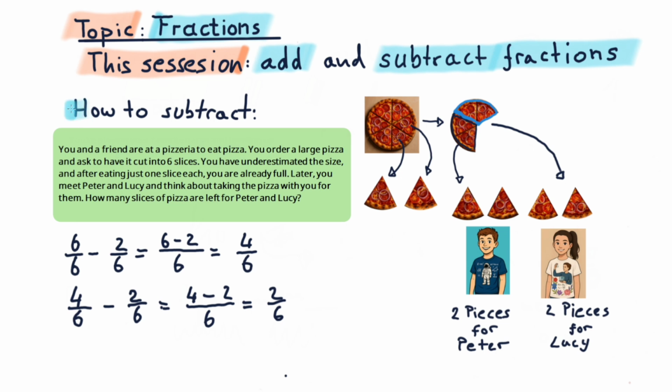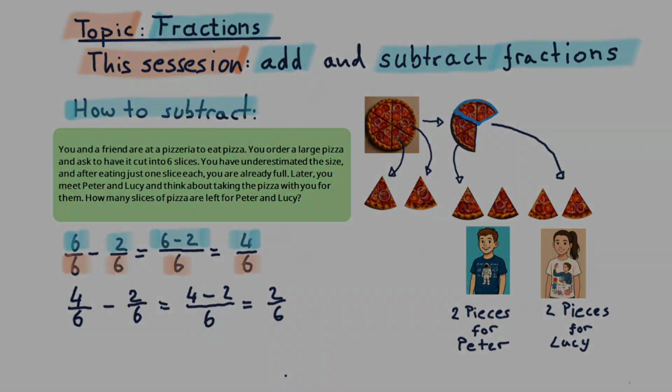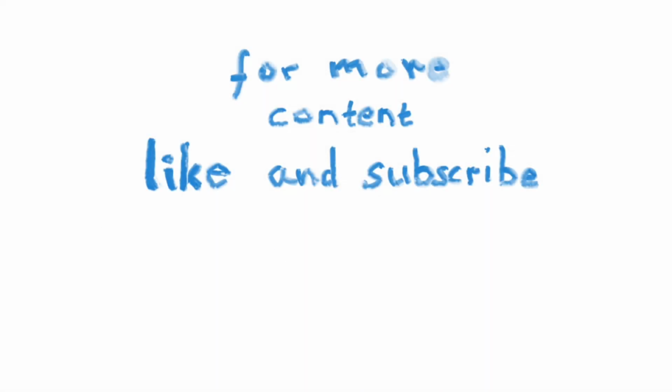Key rule for subtracting fractions. Fractions are subtracted by subtracting the numerators when the denominators are the same. The denominators stay the same. Great job! Today you learned how to add and subtract fractions when the denominators are the same. Next time we will learn how to subtract fractions and add fractions when the denominators are not the same.